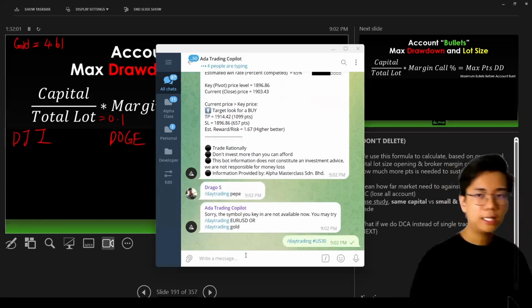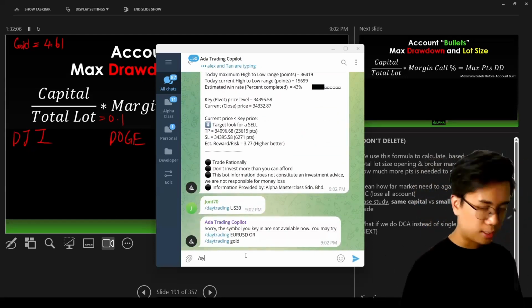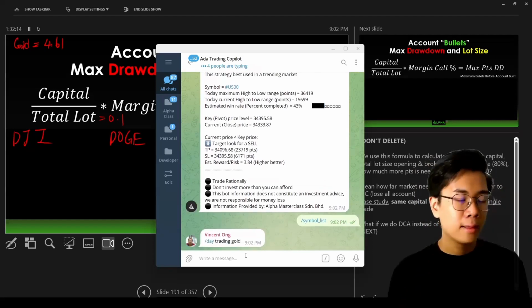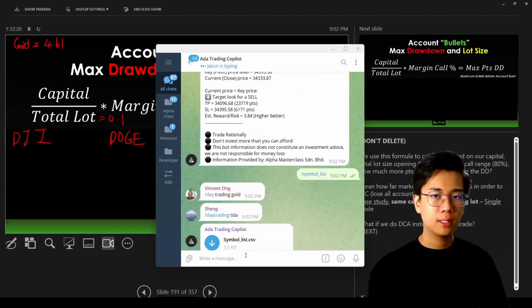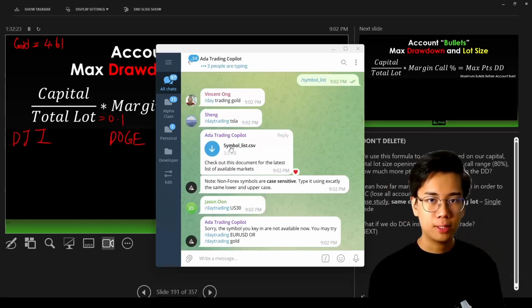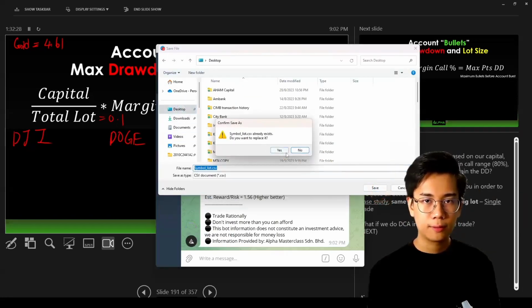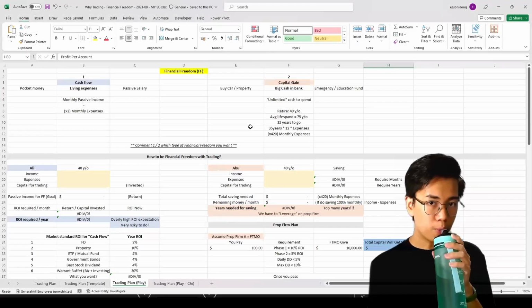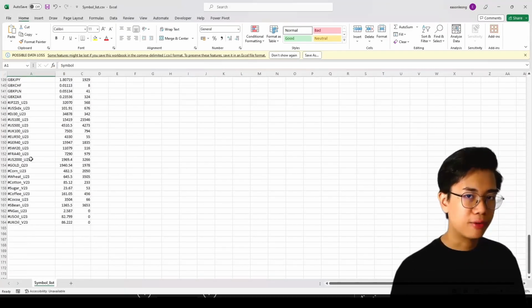Okay. Now, if you would like to know what are the markets available by this robot, you can get it from here. /symbol list. Team, can you please help me send a Telegram group chat into the chat box so that people know where to access it? So here is a symbol list, and you can download this into your notes. Here are all of the available markets for you guys to check.